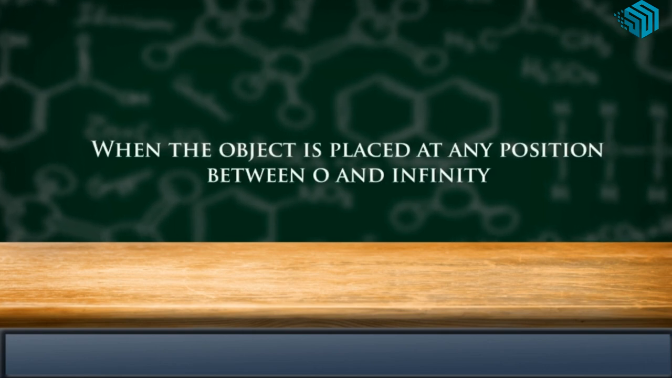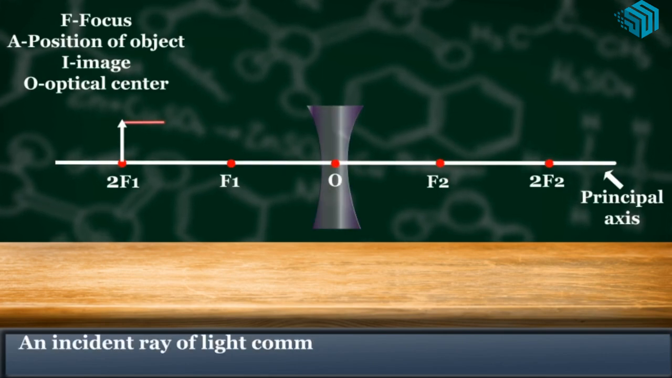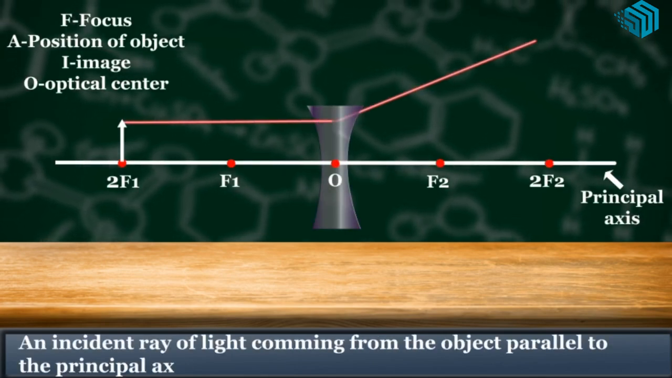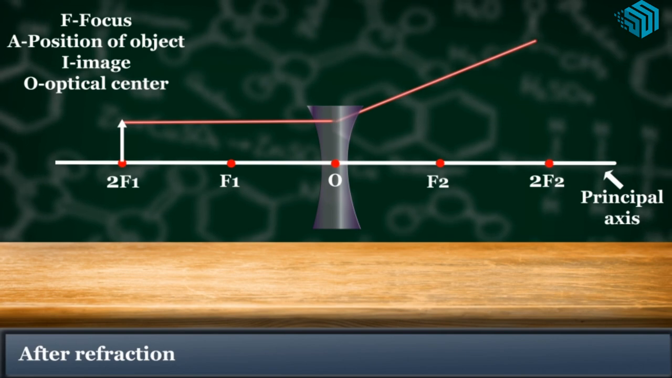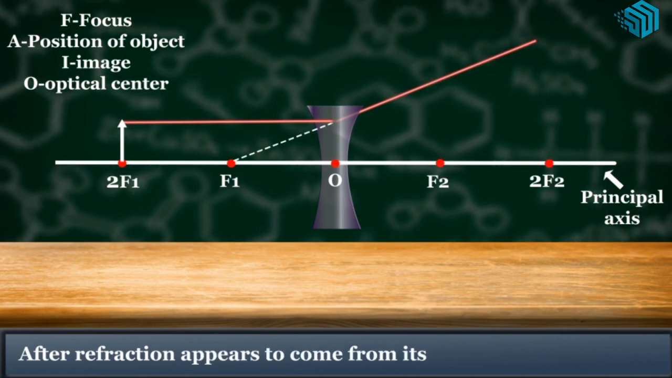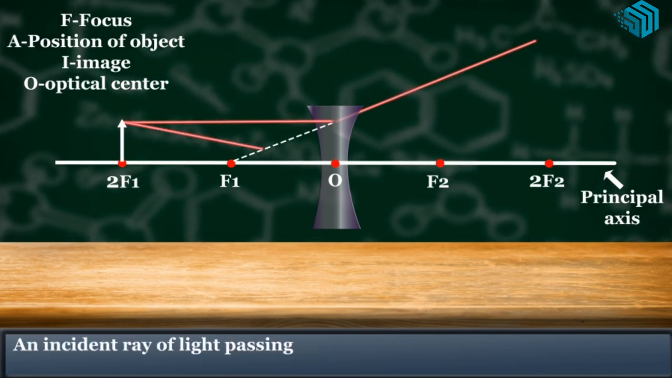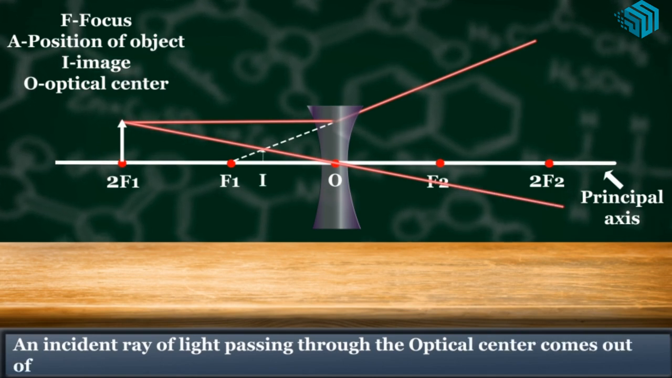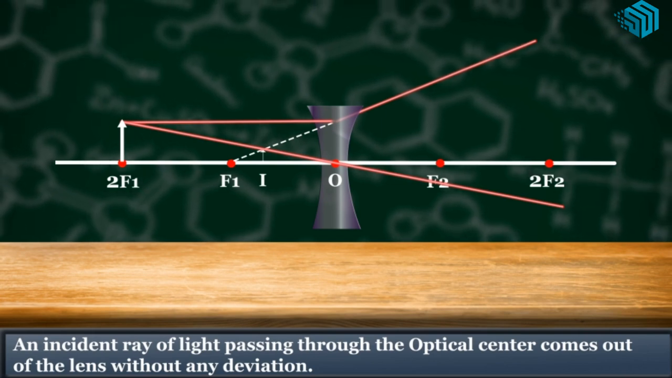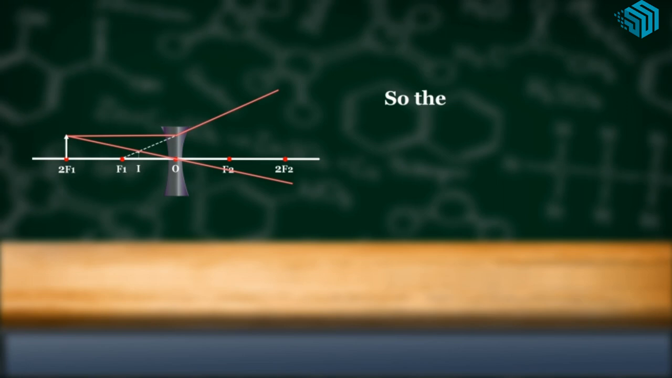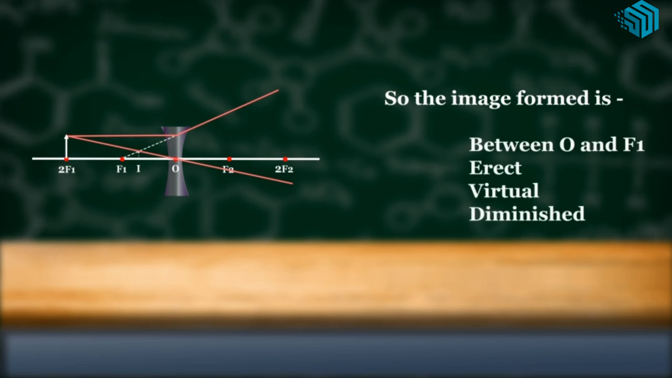When the object is placed at any position between O and infinity, a ray of light coming from the object parallel to the principal axis, an incident ray after refraction diverges and appears to come from its focus. A ray of light passing through the optical center comes out of the lens without any deviation. So, the image formed is between O and F1, erect, virtual, diminished.